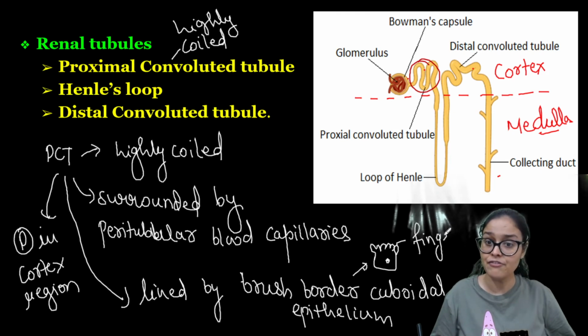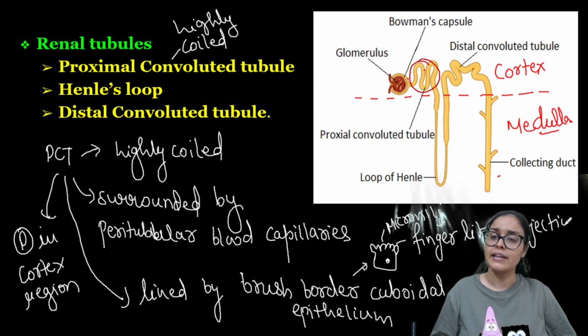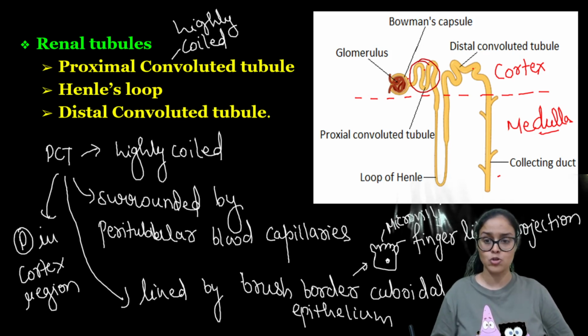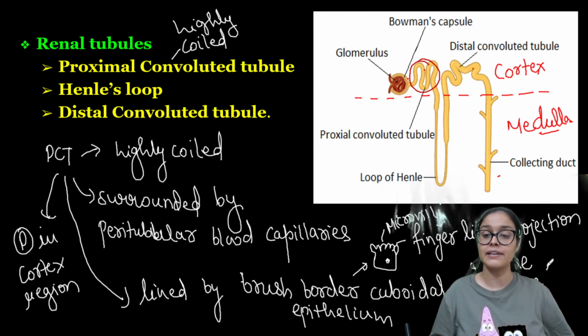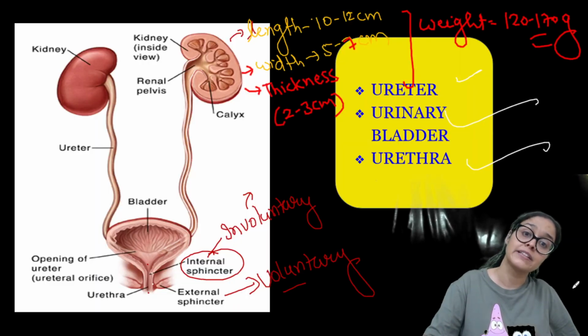Why do they have finger-like projections? We know they have microvilli, and microvilli are nothing but little finger-like projections. And what is their purpose? To increase the surface area for absorption. Increase surface area for absorption, right? So this is all about the structure I am telling you so far, and physiology we will do in the next class, right?